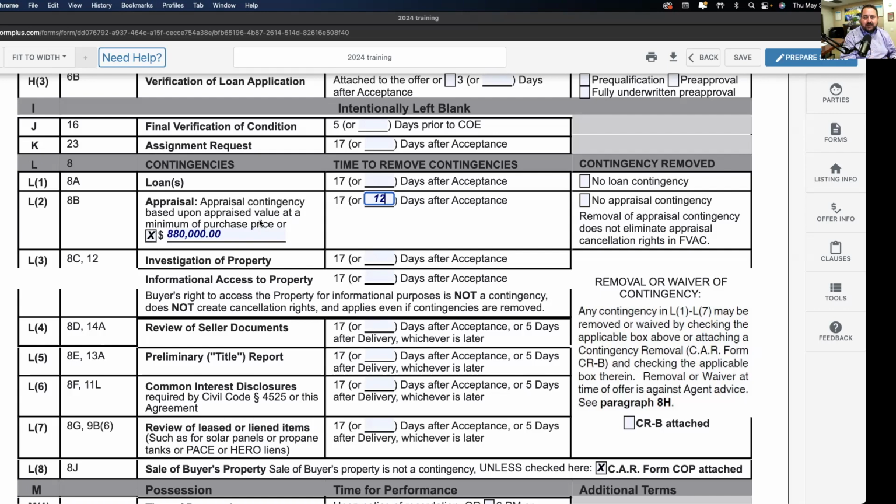Does that make sense? That's showing a strong offer right there, because now I've committed to the appraisal saying it has to appraise at this. I don't need to remove my appraisal contingency because I'm saying to you, if it doesn't appraise for $900, I can't use my appraisal contingency to cancel unless it goes below $880.